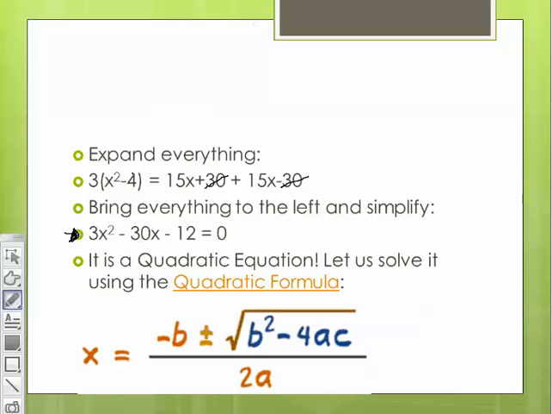30 plus or minus the square root of negative 30 squared, that's 900, minus 4 times a, which is 3, times c, which is negative 12. Well, that's going to turn out to be a positive number. Thank goodness it's going to be a positive number. 900 plus 12 times 12, which is 144, divided by 2a. Well, that'd be 2 times 3, that'd be 6.